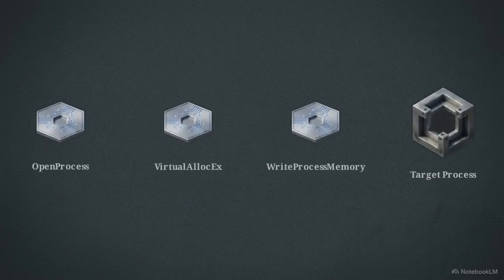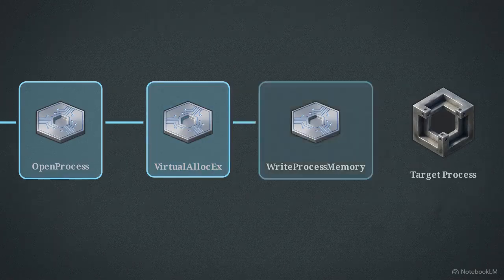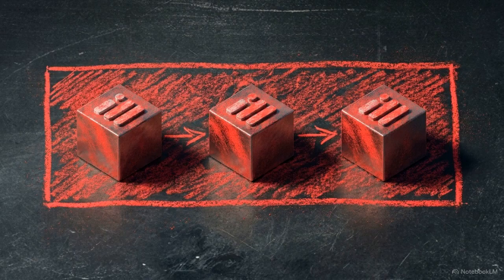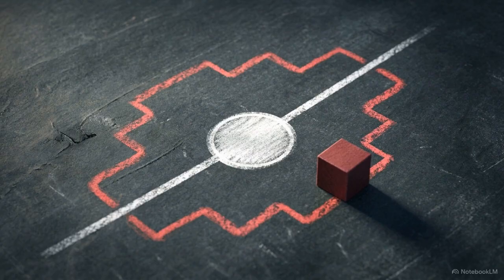The standard injection pipeline uses OpenProcess, VirtualAllocEx, and WriteProcessMemory to force code into a running process, though these APIs are heavily monitored by security products. Reflective DLL injection provides a more stealthy alternative. It avoids the Windows loader entirely, meaning the malicious code never passes through the standard LoadLibrary API.